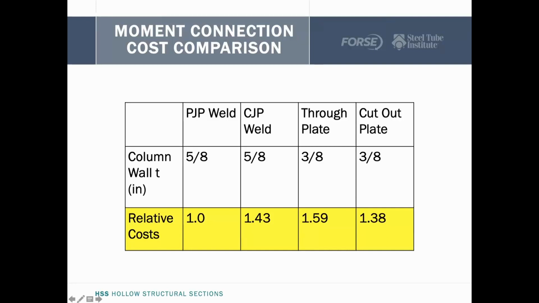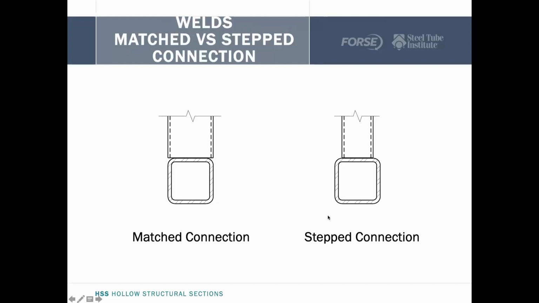The CJP weld shows that it's kind of in that middle range, but one thing that's missing here that you would have to have for the CJP weld is the cost of the inspection. So we need to take care and remember that as well. The through plate is the most expensive, but also the strongest connection of the four, and the cutout plate connection is the second least expensive option. So that gives you some relative options for remote connections and their costs.